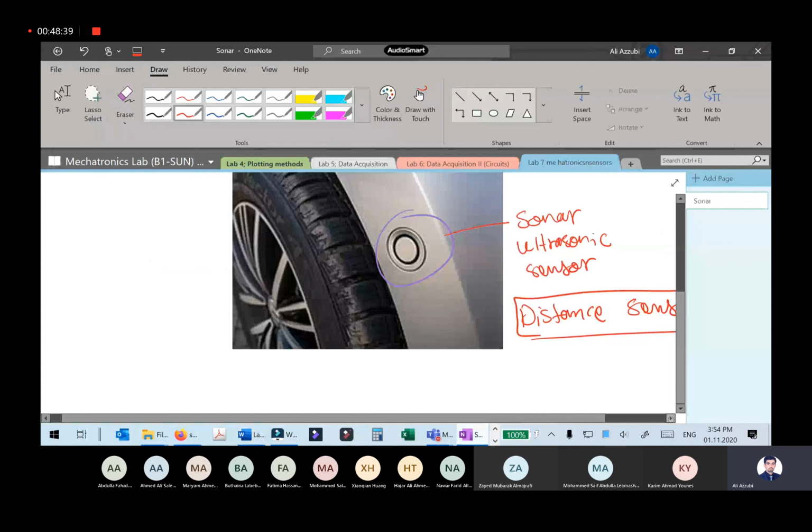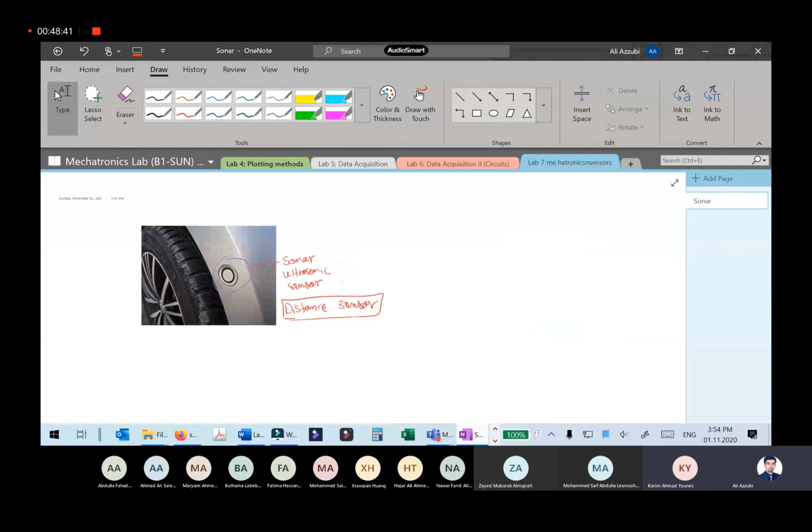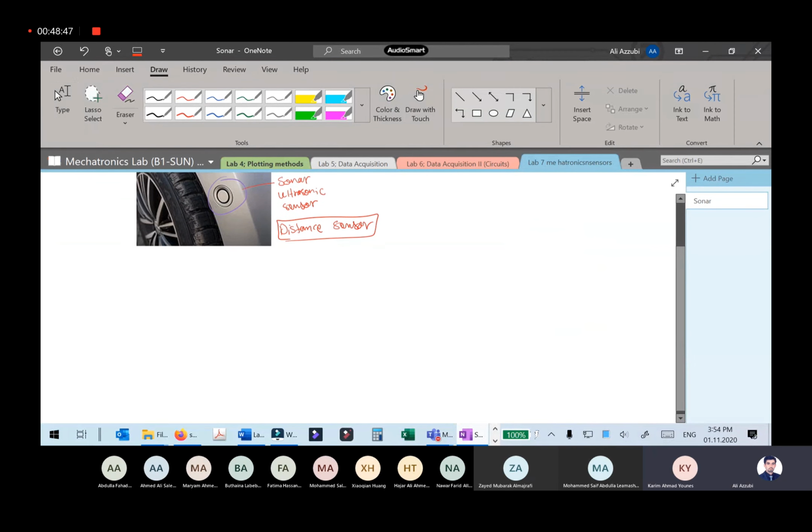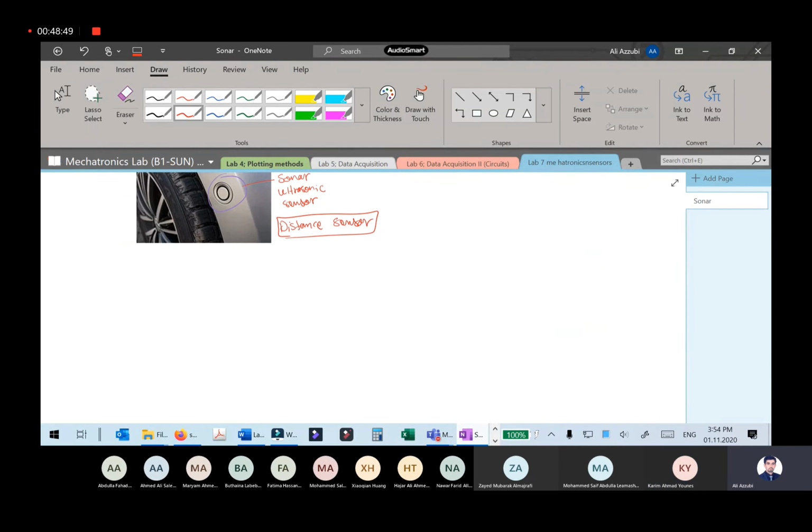Okay, anyone can provide an example? Rotation of anything. I can't think of something now, but where there is rotational motion, we need an angular sensor. Exactly. So this is a very generic answer.